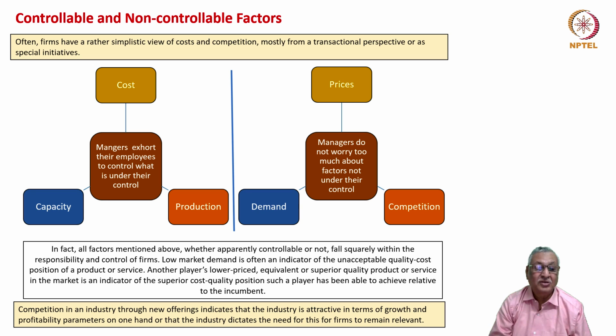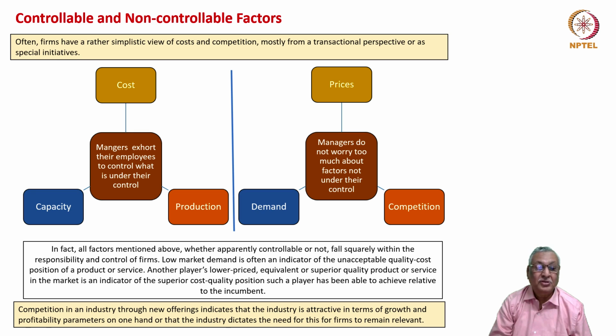But we have to realize that all the factors mentioned above, whether they seem to be controllable or not controllable, they all fall squarely within the responsibility and control of the firms. Low market demand is often an indicator of an unacceptable cost-quality equation of a product or a service. Another player's lower priced, higher quality product is probably taking away the demand for your company's products, and the relationship between cost and price is therefore very evident.